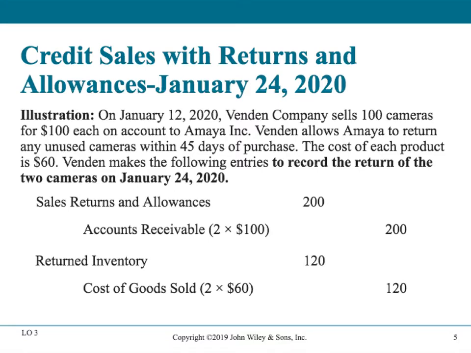Then later in the month, on the 24th, 2 cameras came back. So we will employ a debit to a contra revenue account. If it's a contra revenue, then the normal balance for that account is a debit. So if I debit that account, it will go up. And the credit will be to accounts receivable since it was a credit sale. And we will open up a new account called return inventory. So we're going to debit our return inventory at 2 cameras, $60 each, and then credit cost of goods sold to reduce that expense account.